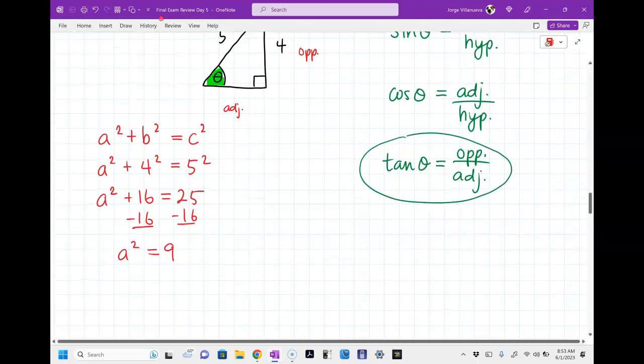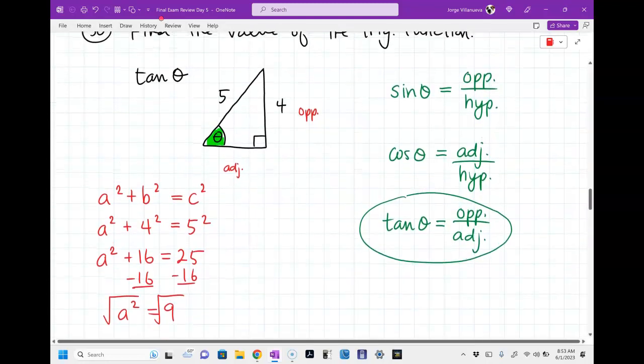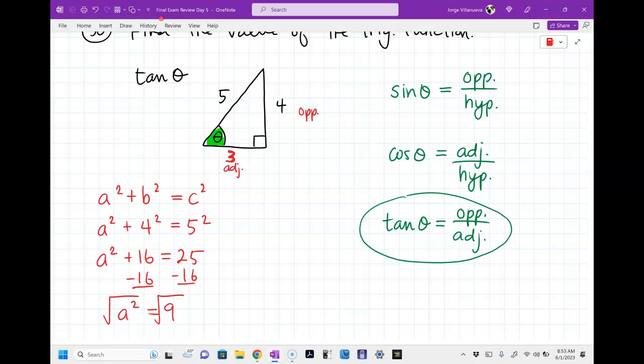And then I just got to take the square root. So a is equal to 3. It could be plus or minus 3, but since my a term is the measure of a length, it can't be negative. So now that I know that a is 3, now I can do my problem. So all of this was done just to set it up. Okay? So here's my answer. Tangent of theta is opposite 4 over adjacent 3, and that's it. Tangent of theta is 4/3.